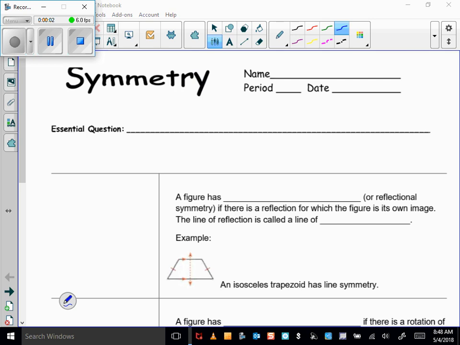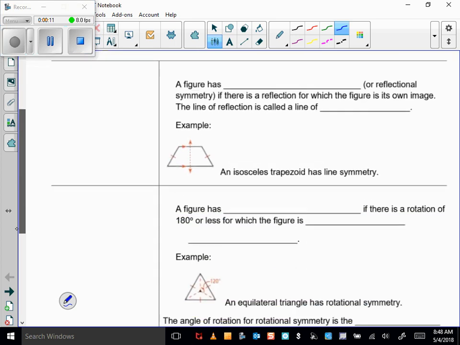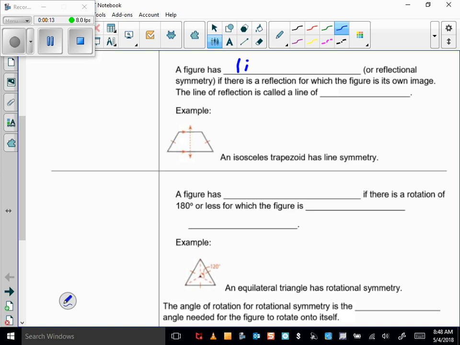This is our next to the last lesson in our unit on transformations, and today we're going to talk about symmetry. We're going to talk about three kinds of symmetry, the first one being line symmetry or reflectional symmetry. A figure has line symmetry if there's a reflection for which the figure is its own image. In other words, if you reflect it and it ends up right on itself, it's got line symmetry. The line of reflection is called a line of symmetry.